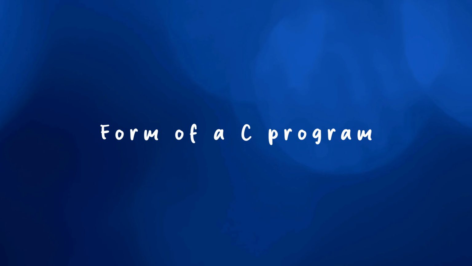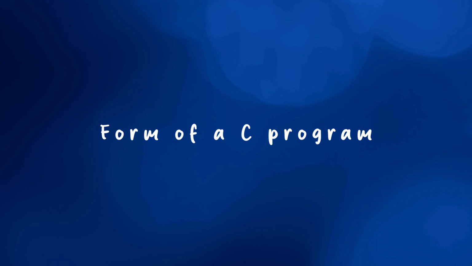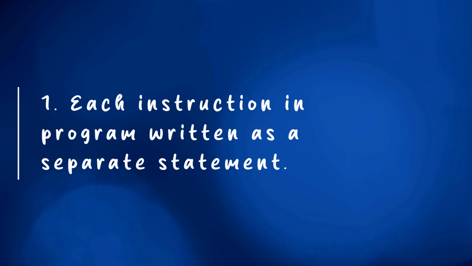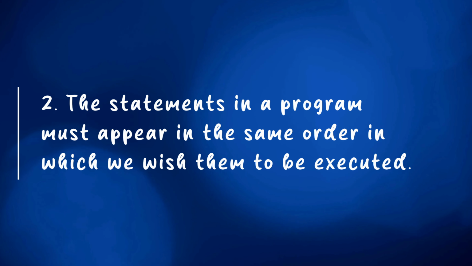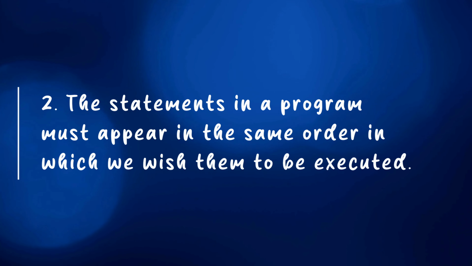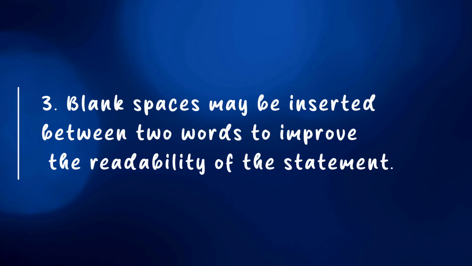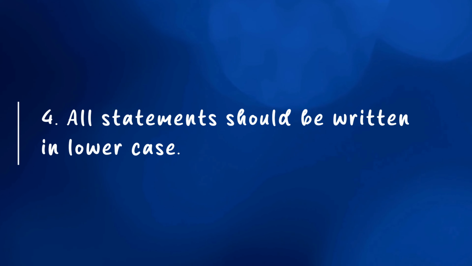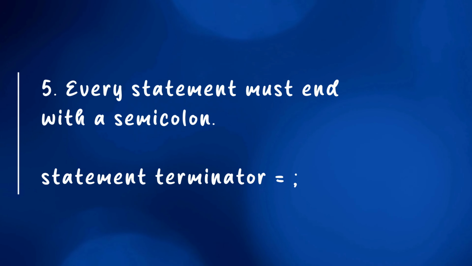The form of a C program indicates how it has to be written. There are certain rules about the form of a C program that are applicable to all C programs. Each instruction in the program is written as a separate statement. The statements in a program must appear in the same order in which we wish them to be executed. Blank spaces may be inserted between two words to improve the readability of the statement. All statements should be written in lowercase. Every statement must end with a semicolon.